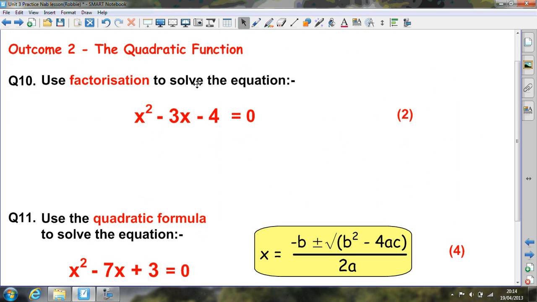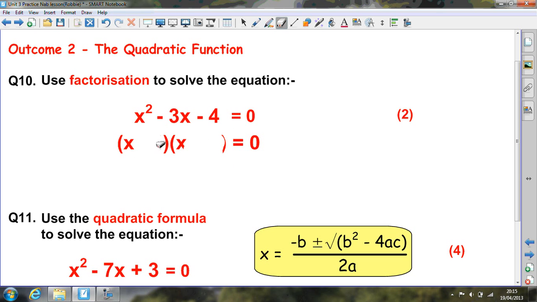Question 10, we're using a different technique to find out where the quadratic cuts the x-axis. In this case, we're going to use factorization because there's no graph to look at. So you have to put it into double brackets. Your first bracket is going to have an x at the front. Your second bracket is going to have an x at the front. And we're going to let them equal 0.